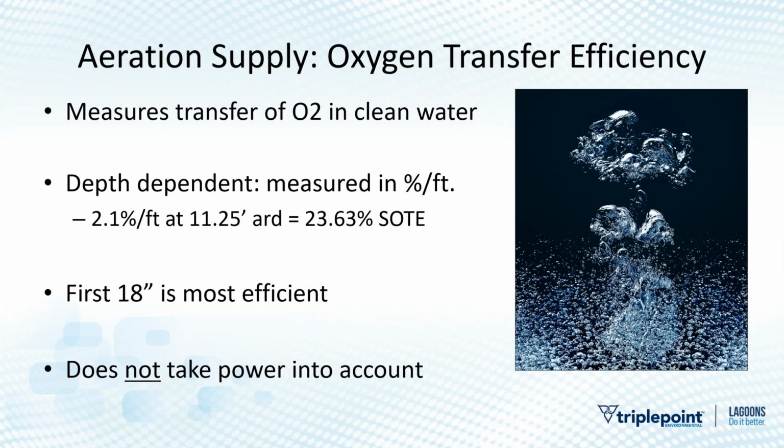Actually, shallow basins have some of the best efficiencies from a power standpoint. They just don't have high SOTEs, and we'll talk about the difference there in a minute. And then lastly, you don't have a lot of surfactants that build up on the bubble. This is the alpha factor. We'll discuss that on a later slide. The important thing here is that oxygen transfer efficiency does not take power into account. This is just the efficiency of transferring the oxygen across that membrane, not the efficiency as far as power or how it hits your pocketbook.